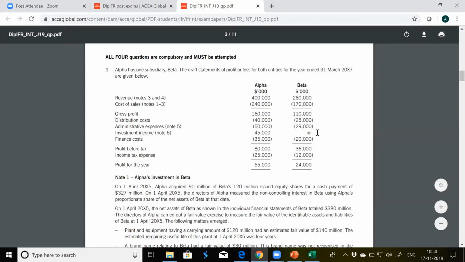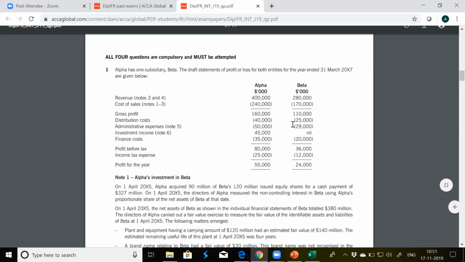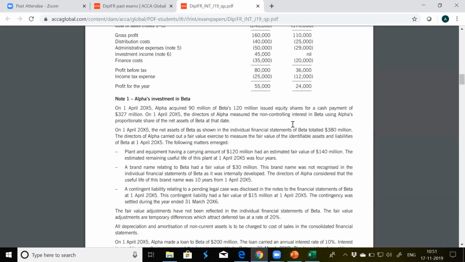Administrative expenses: 29,000 for Beta and 50,000 for Alpha. When we total up, 50,000 plus 29,000 is 79,000. Out of this 79,000, what do we need to remove? How much amount do we need to remove?